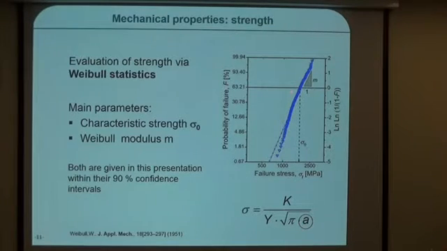So the values I'm talking about are the characteristic strength, which is basically the stress with a probability of failure of 63%, and the Weibull modulus, which is basically the slope of this fitted curve.